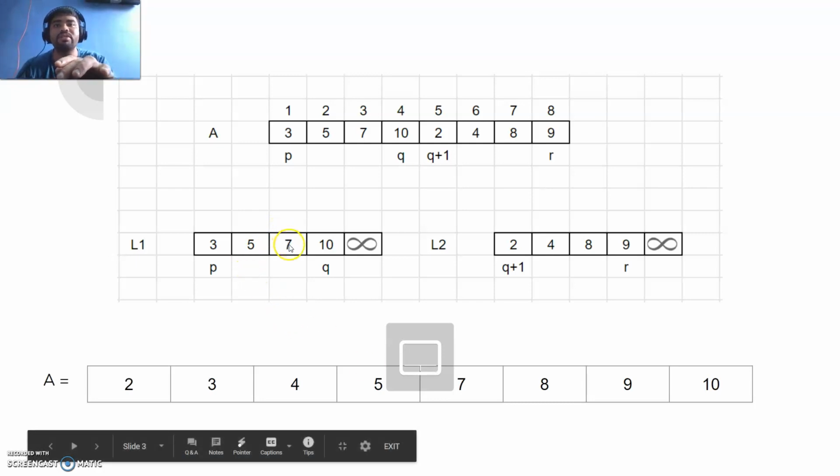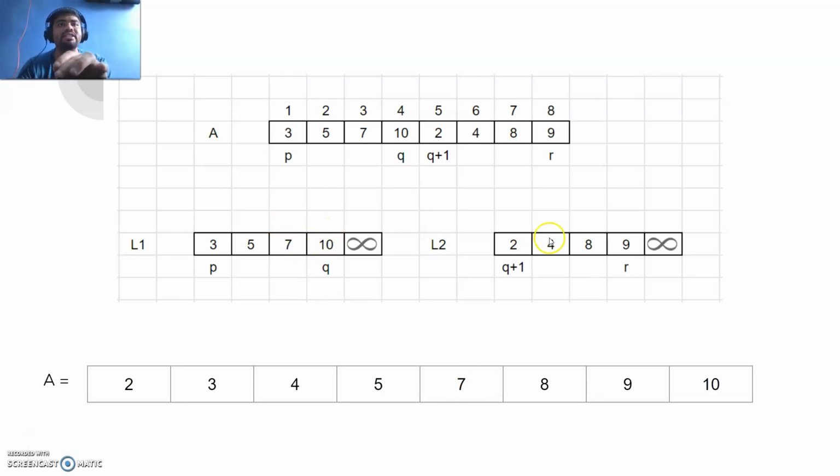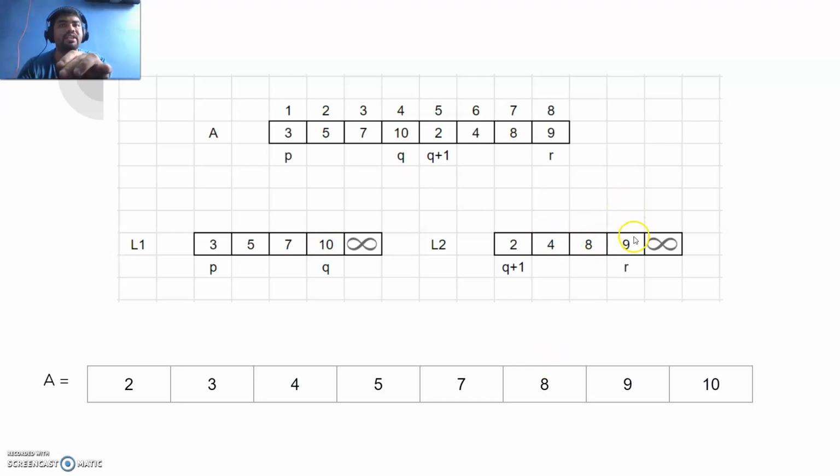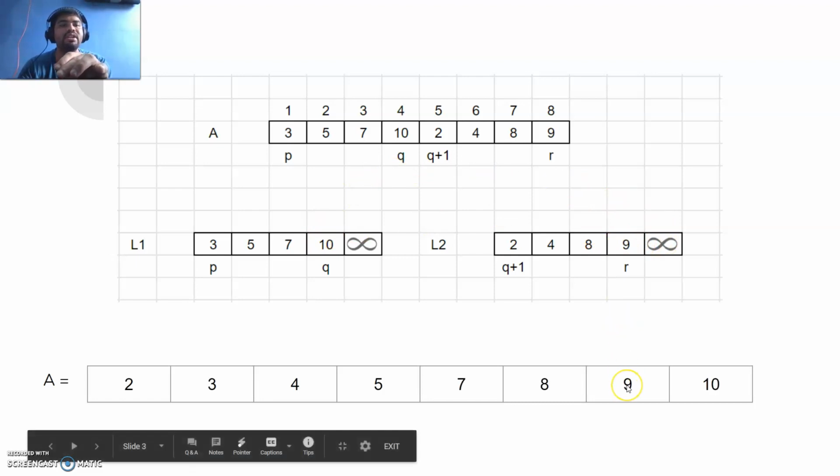Now L1 is pointing to 7. So 7 is compared with 8, and we see that 7 is lesser, so we bring 7 down to the array. And we increment the pointer of L1 to 10. Now 10 and 8 are compared. 8 is lesser, so 8 comes down. The pointer of L2 is incremented to 9. So 9 is still lesser than 10, so you see that 9 comes down to the array A.